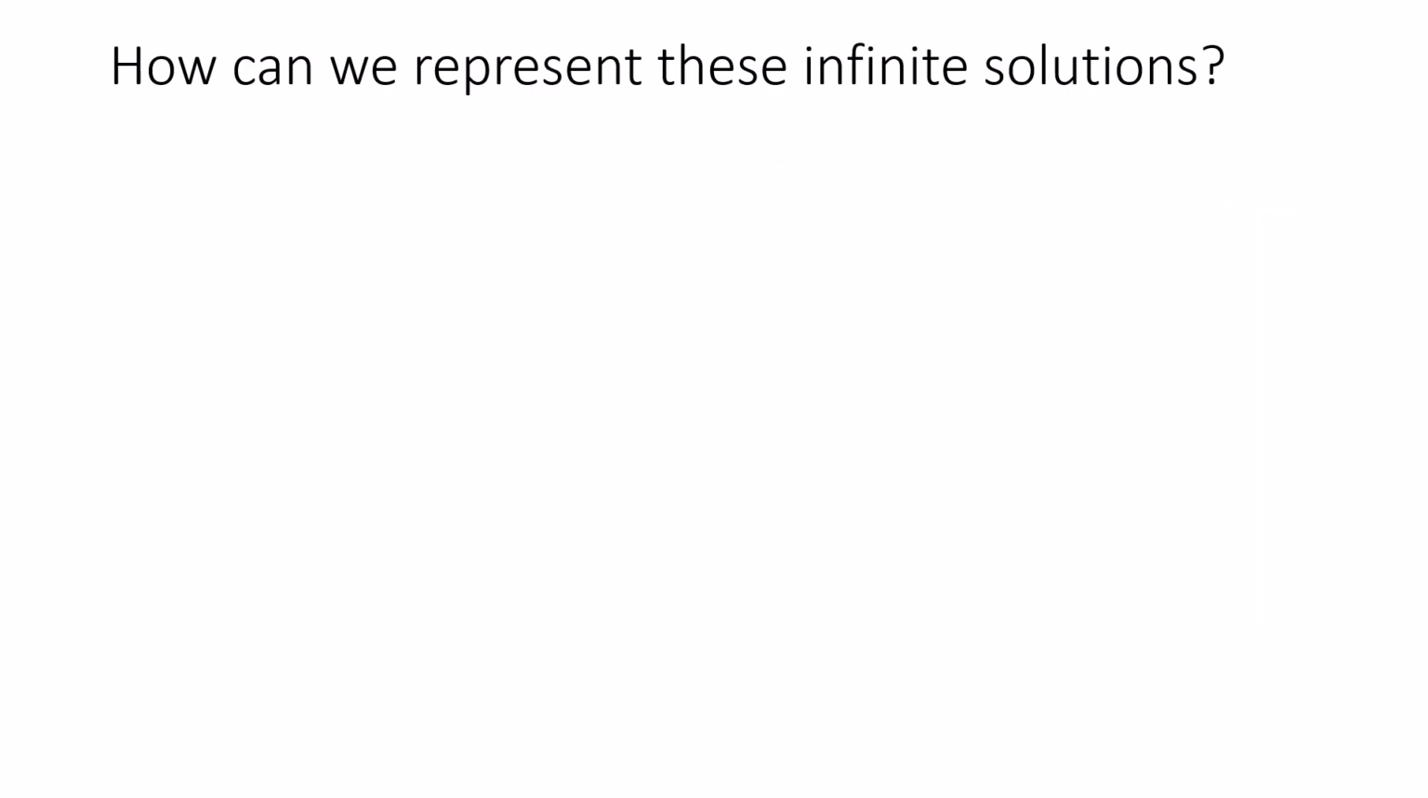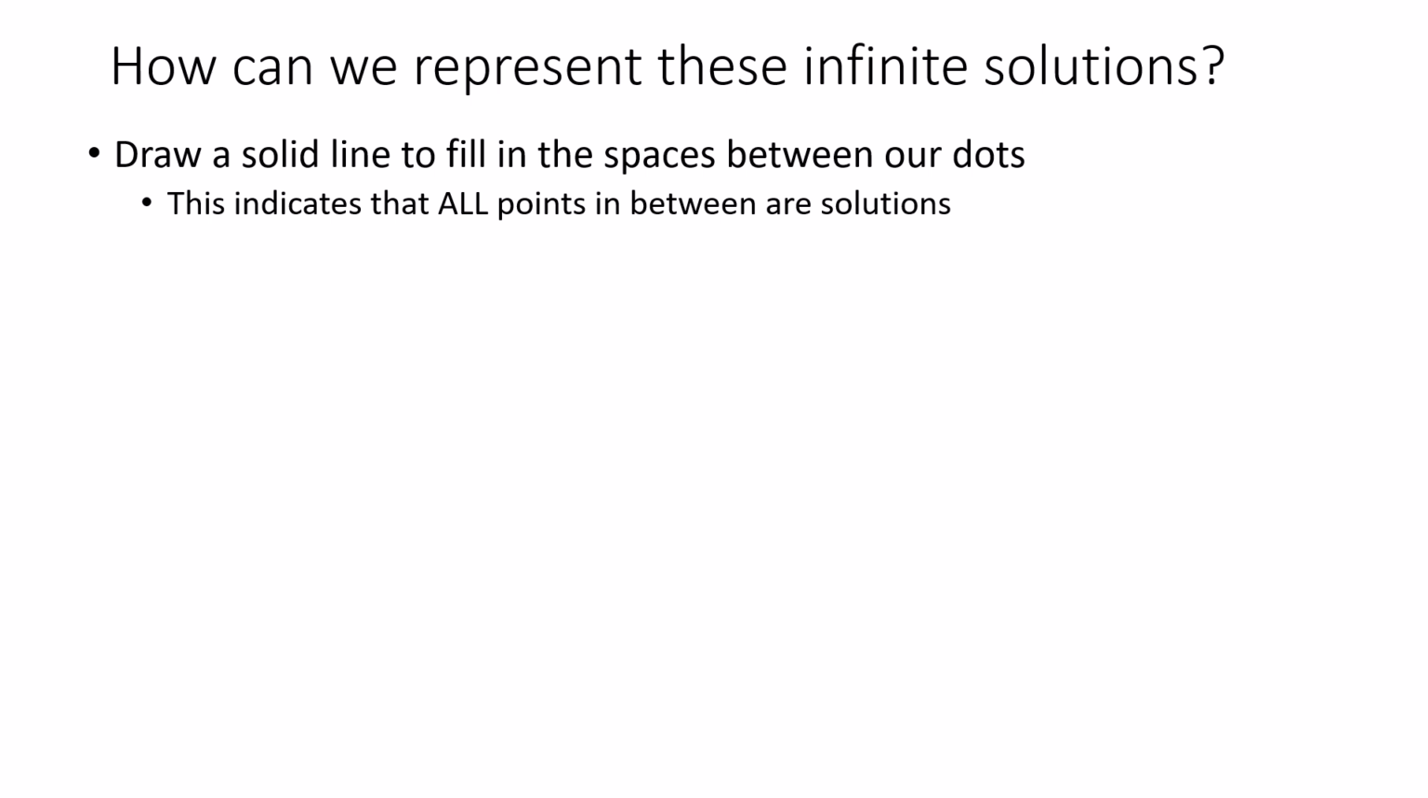Now, how can we represent these infinite solutions? We have established that there is this relationship and that we can pick as many values of x as we want. But right now, we've just been plotting them as a bunch of dots. Well, we do a couple of things. One is we draw a solid line to fill in the spaces between our dots. The dots are points on the line, but we also know that there's an infinite number of points in between the points that we picked. This indicates that all the points in between our dots are also solutions.